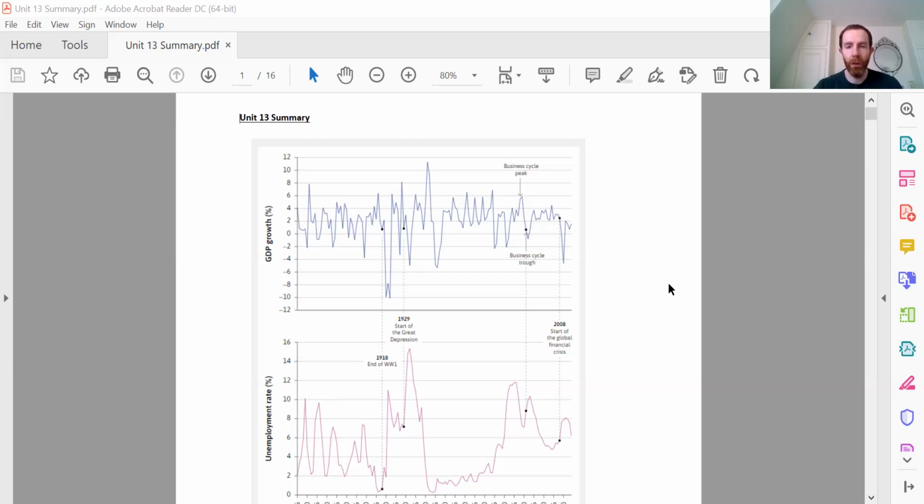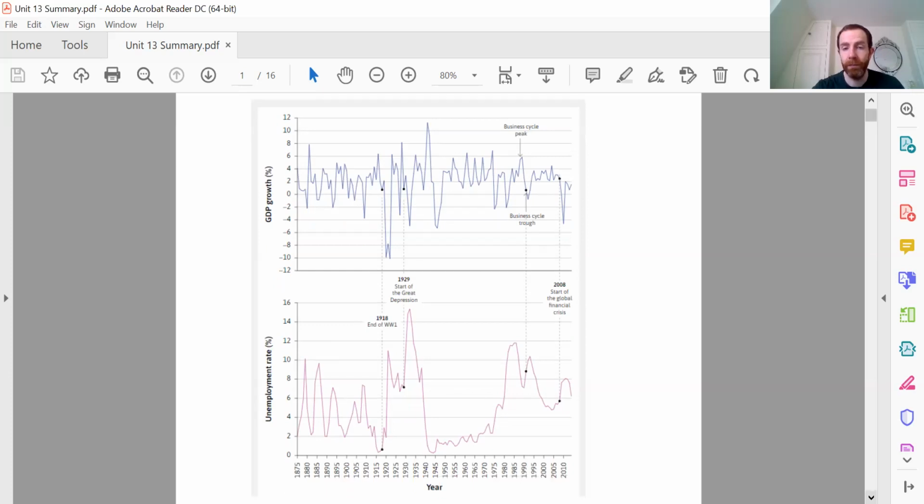So the first thing to discuss is this image here, because it shows us an interesting but maybe obvious pattern. The top figure is showing us GDP growth and how that's changing over time. What we can see is it looks quite volatile. It is going up and down and changing all the time. There doesn't seem to be a consistent pattern, like constant positive GDP growth or constant negative. It's very up and down.